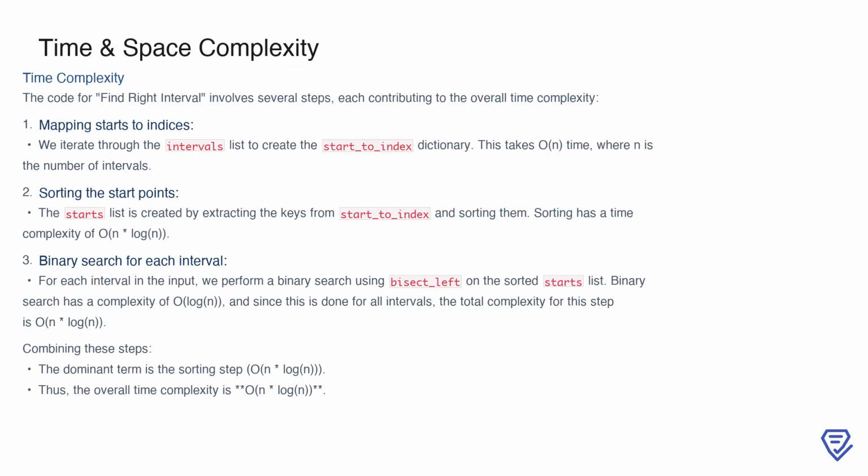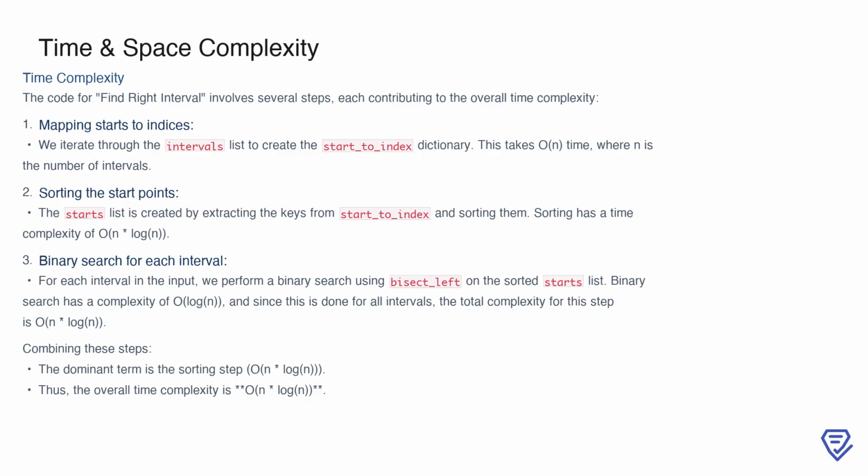To analyze the time complexity of this solution, we start by identifying the key steps involved. First, we iterate through the list of intervals to create a dictionary that maps each interval's start point to its original index. This requires O(n) time since we process each interval once. Next, we extract the start points from the dictionary and sort them. Sorting the list involves a time complexity of O(n log n), as sorting operations typically dominate in such cases.